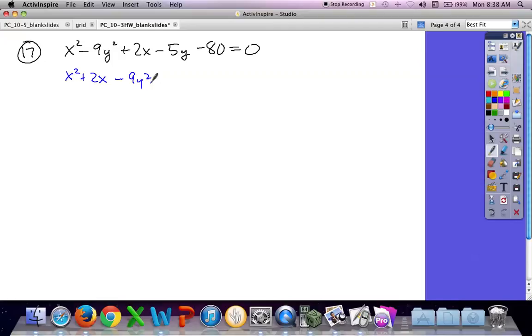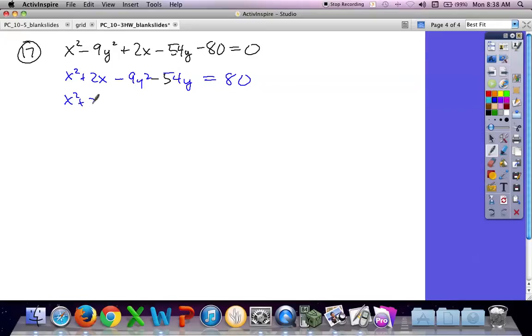And I miswrote that. That was supposed to have been 54y, right? Back to blue, minus 50, back to blue, 54y. And I'll move the 80 to the other side. Okay, then because the negative 9 is not a 1, I need to factor it out.